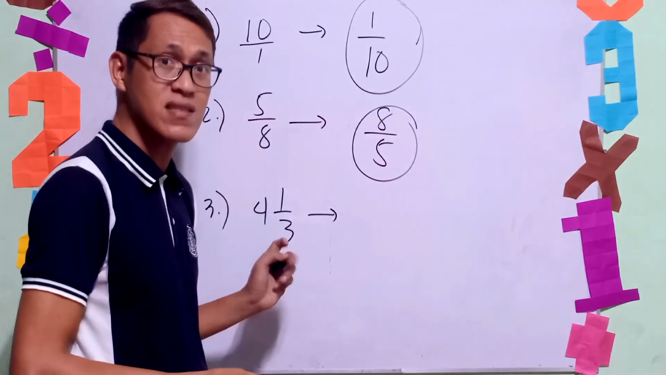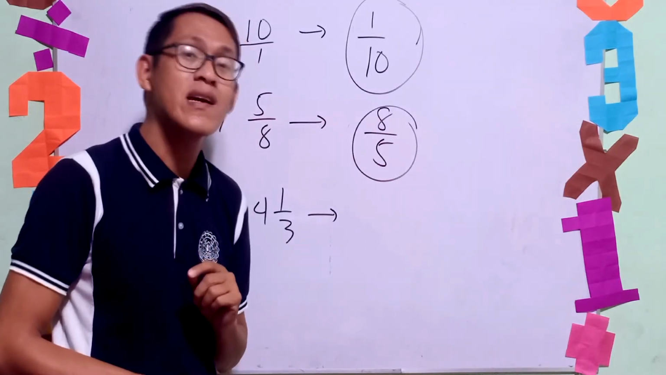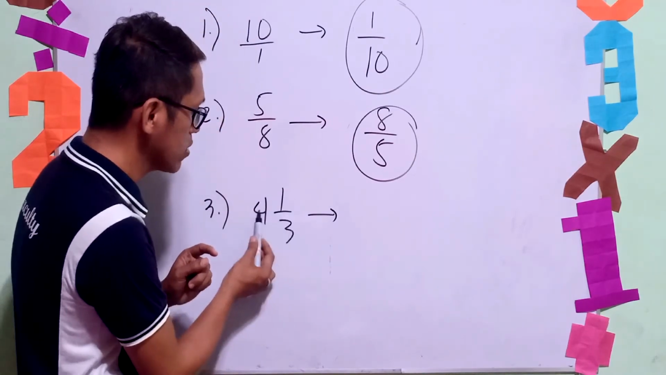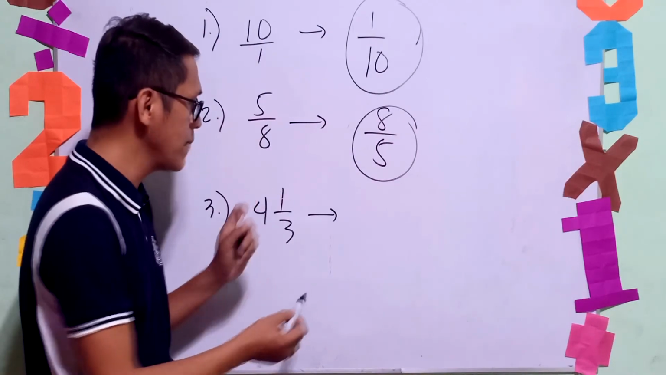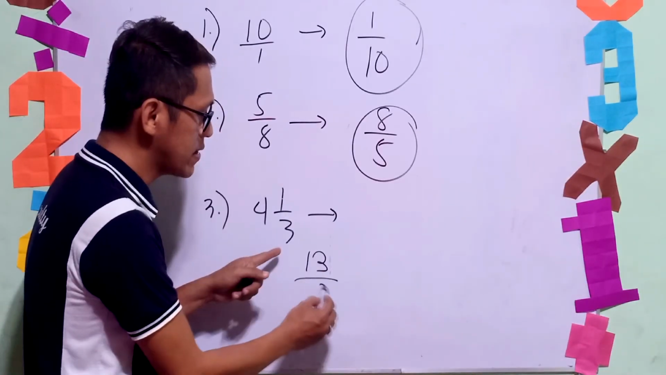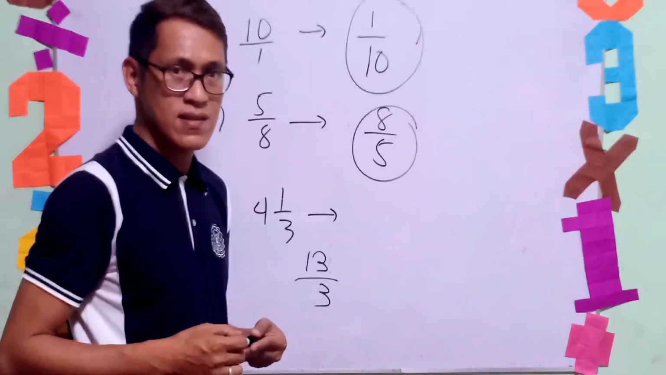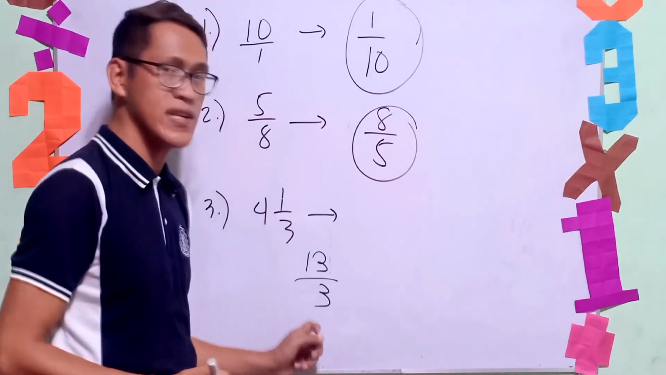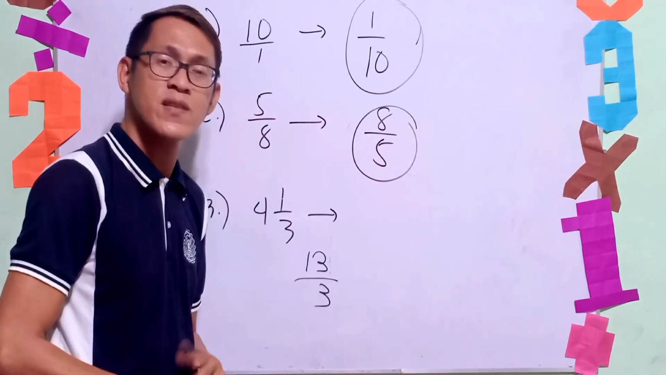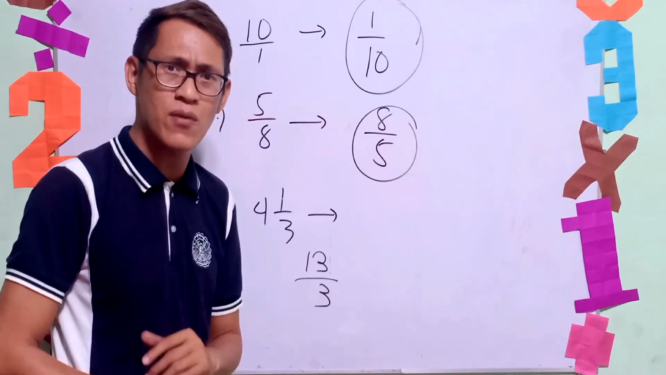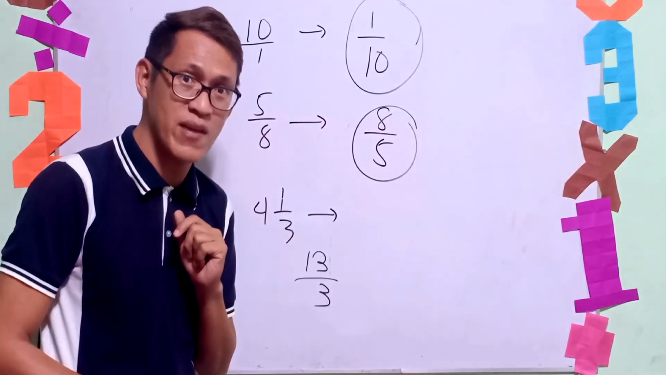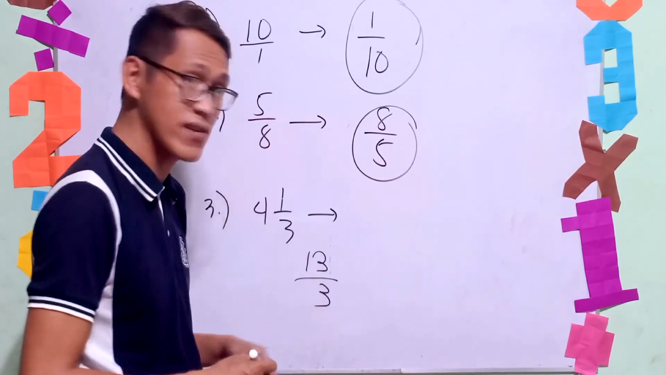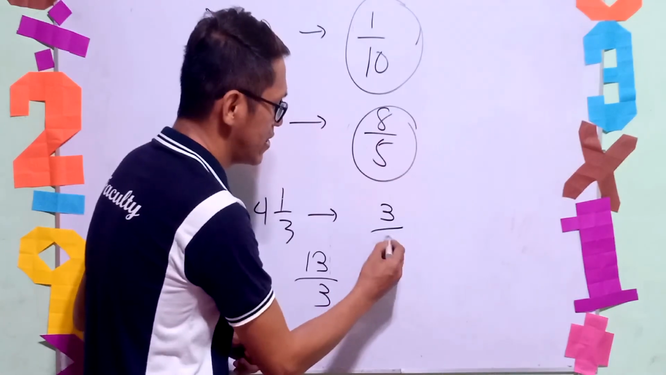Again, this is a mixed number. Change first to an improper fraction. Again, multiply, then add 1. 4 times 3, 12 plus 1. That's 13. Copy the denominator, 3. So, 4 and 1/3 is the same as 13/3. So, what is the reciprocal now of this number? Again, switch the numerator and denominator. So, our answer is 3/13.